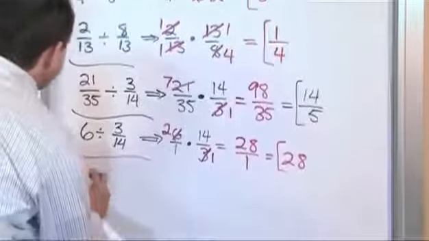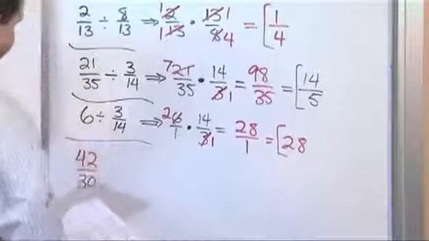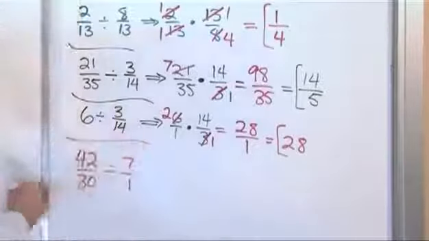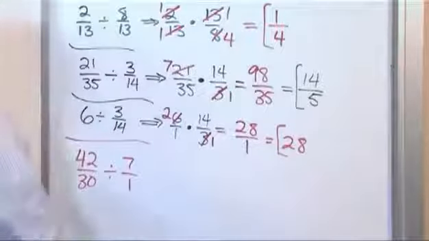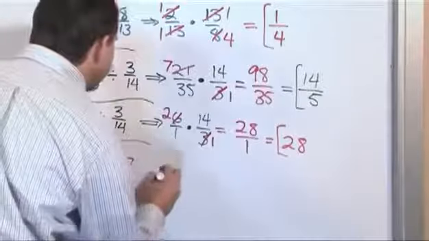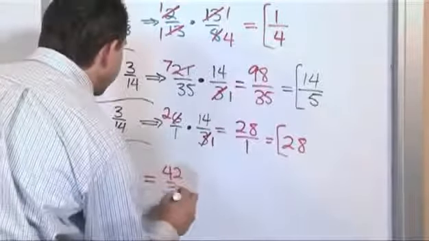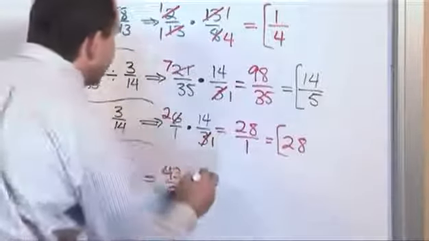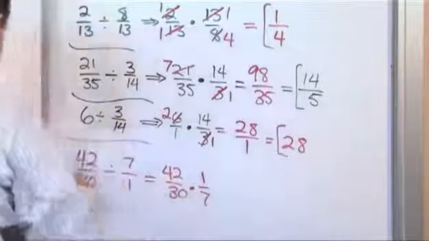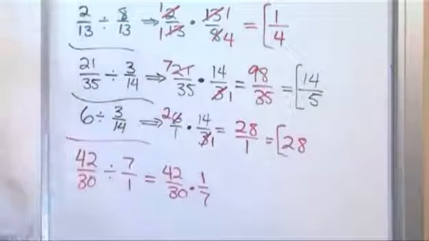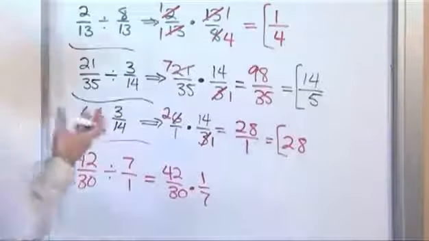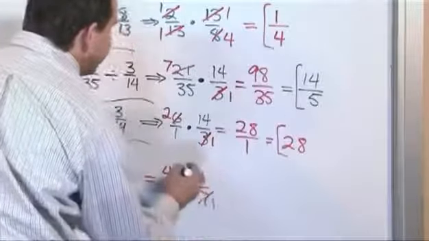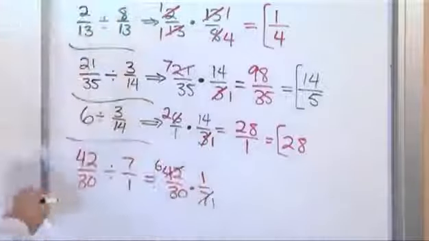Let's do 42/30 divided by 7 over 1, which is just divided by 7, by the way. So we'll just do 42/30 right here, change this into multiplication, and then flip this over to 1/7. Okay. Now let's see, can we do any simplification? Before, we can work with 42 and 7. 7 divided by 7 is 1. 42 divided by 7 is 6. So we're done with that.